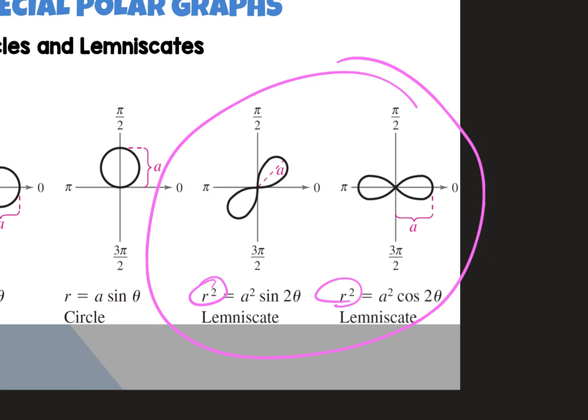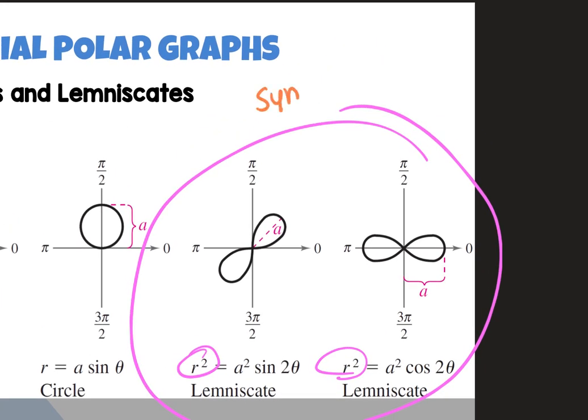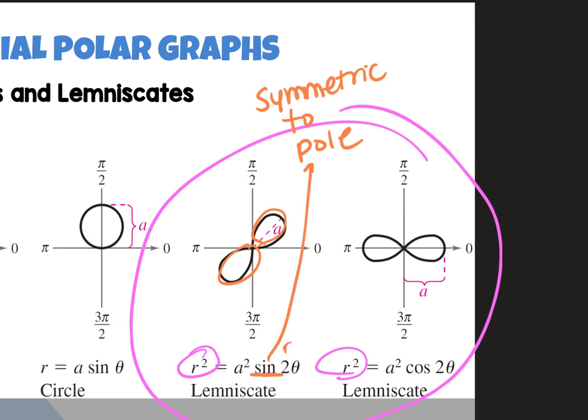So these are always symmetric to the pole, which means what's happening in the top right is happening in the bottom left. If it is sine and a lemniscate, it's pole and pi over 2. If it's cosine, it's pole and pi, which would also be all 3.